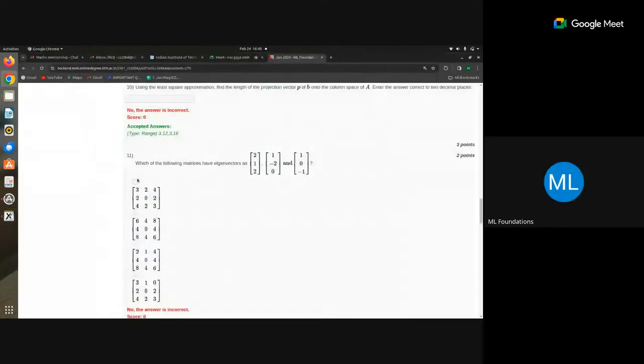Okay. So the question is: which of the following matrices have these eigenvectors? This I am able to establish. This eigenvector belongs to this matrix A.